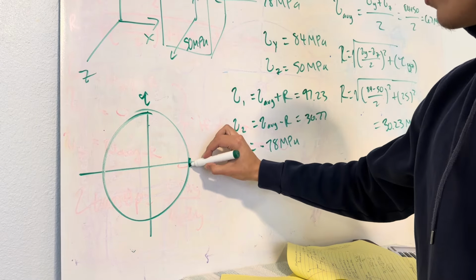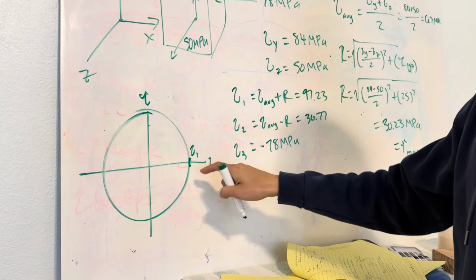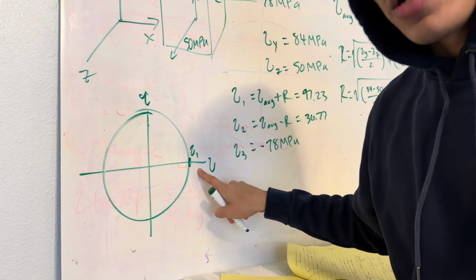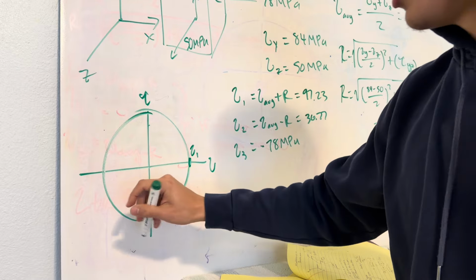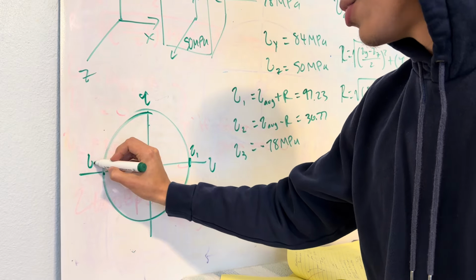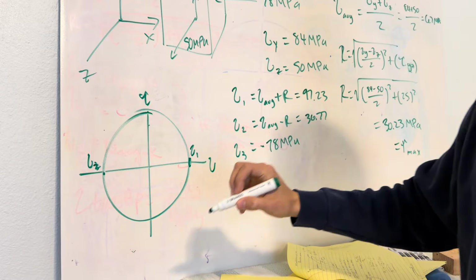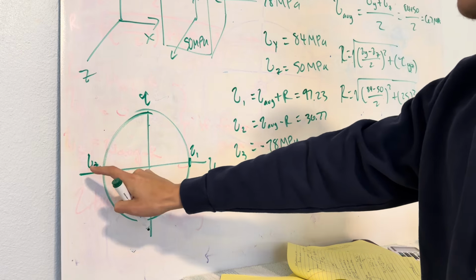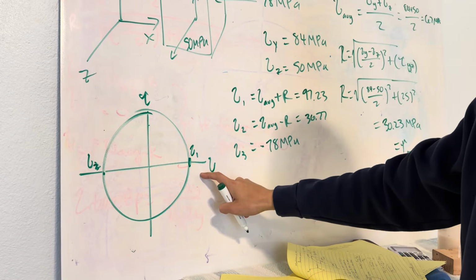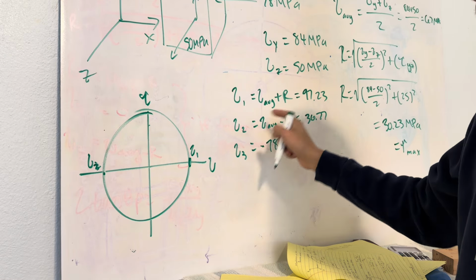This spot right here is going to be your stress 1. That right there is going to be your maximum stress. This right here is going to be your stress 2. Actually, no, excuse me, 3, because that's your minimum. So this is going to be negative 78, and this is going to be positive 97, right? Acts on the strain or stress axis. So we have that.